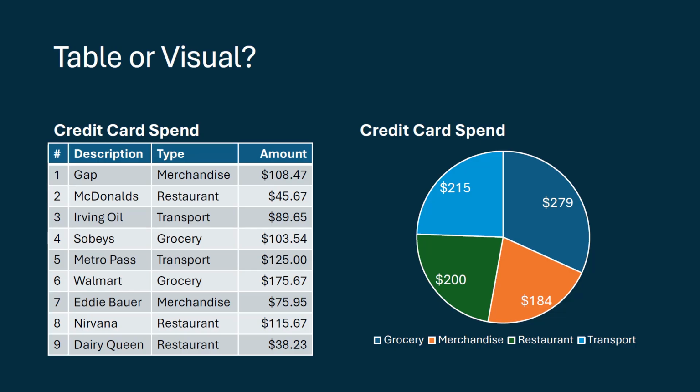But on the right hand side, if we can represent the data in the form of a pie chart, it gives us the information in a single glance. We can quickly see the proportion of each type of spend. We can also see the total amount spent in each category. Let's say $279 in grocery, $184 in merchandise, $200 in restaurant, and $215 in transportation.